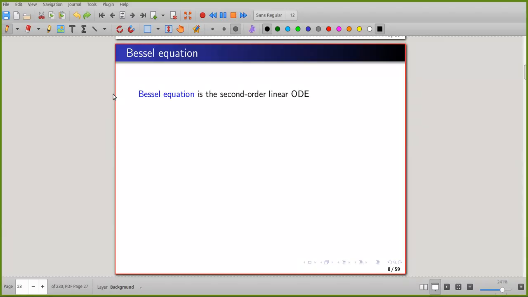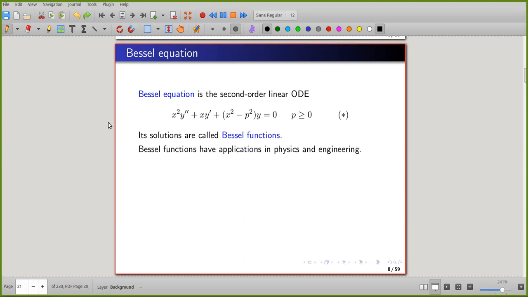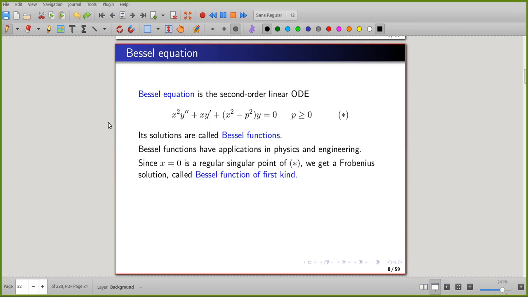The Bessel equation is a second order linear ODE: x square y double prime plus x y prime plus (x square minus p square) y is equal to 0. Its solutions are called Bessel functions. Since x equal to 0 is a regular singular point of this equation, we get a Frobenius solution. This is called the Bessel function of the first kind.